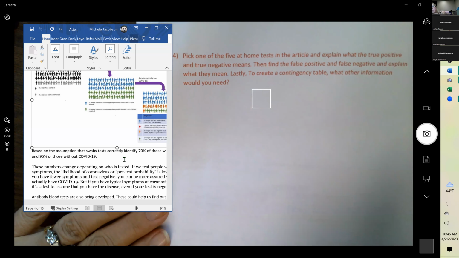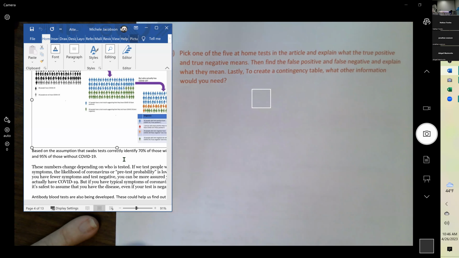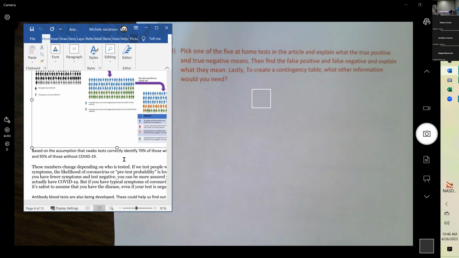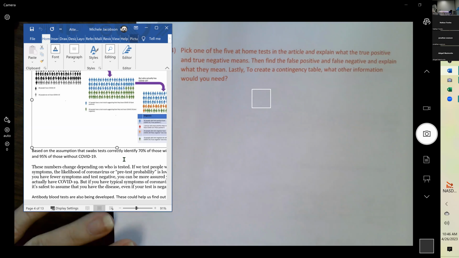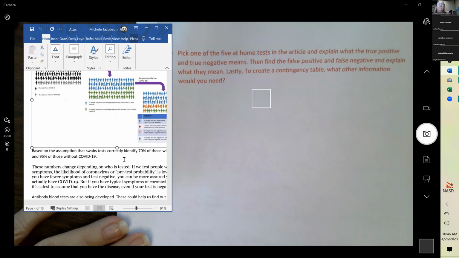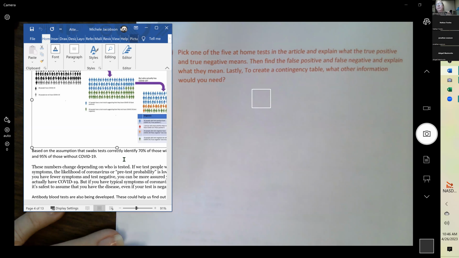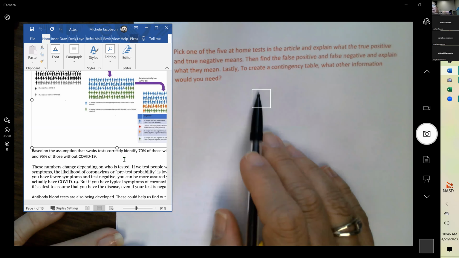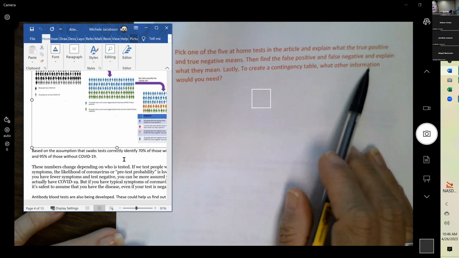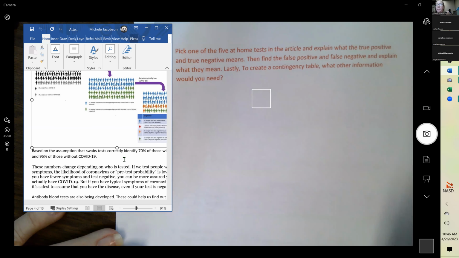The last one: pick one of the 5 home tests in the article and explain what the true positive and true negative mean. So they're giving you the true positive and true negative. Then find the false positive and false negative and explain what they mean. Lastly, to create a contingency table, what other information would you need?